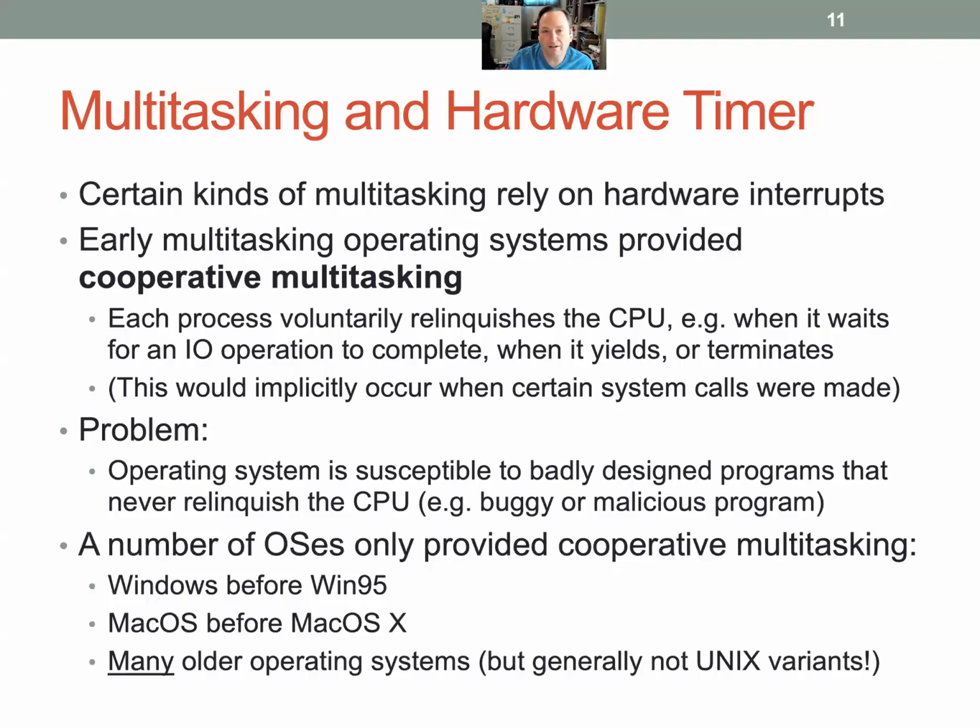So for a long time, PC-based operating systems only provided cooperative multitasking. So Mac OS up to Mac OS 9 only had cooperative multitasking. Windows up to, but not including Windows 95, only had cooperative multitasking. Okay? This is problematic. You could have a device driver with a bug in it, and it would cause your entire computer to hang. And this is no fun.